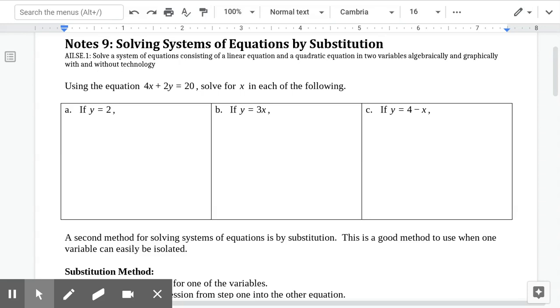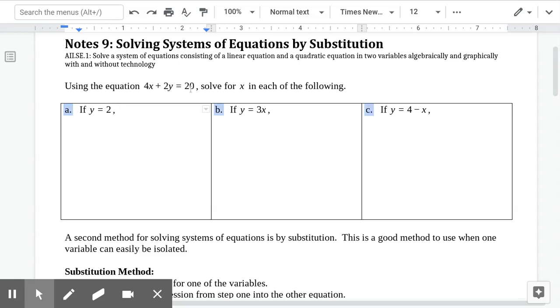So the word substitute itself means to replace or interchange, and so that's the idea we're going to use here. And you'll see that we are given an equation, 4x plus 2y equals 20. And what we're going to end up doing is solving for x. And that's part of what we'll do. But we're just going to start with learning what substitution is, reminding ourselves.